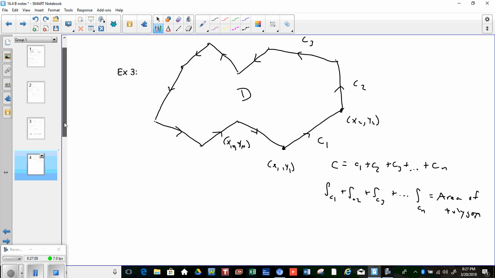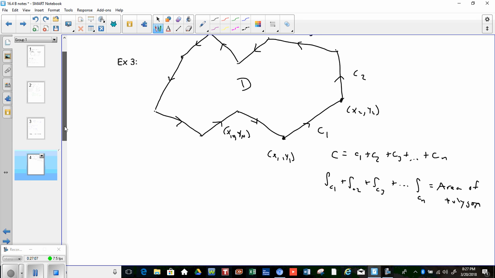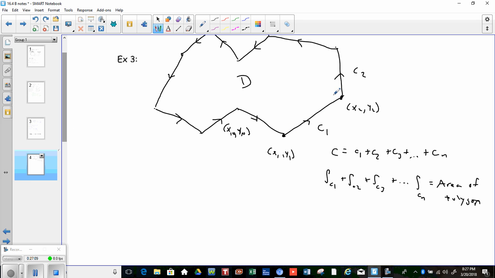All right, so let's see how it works. If I just deal with the C1 part, I'm just going to deal with this part right here for right now. That would be 1/2 the line integral over C1 of x dy minus y dx. And once again, we're going to have to put this into some kind of parameters, but these are lines.